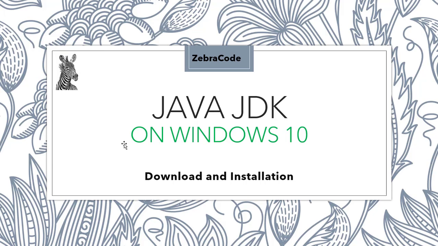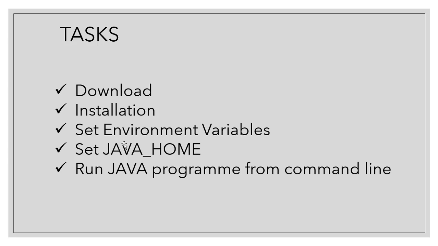In this tutorial, we are going to download and install the Java JDK on the Windows 10 platform. In the process of downloading and installing it, we will carry out some specific tasks, which includes downloading of the JDK from the official website, installation of the JDK on the Windows 10 platform, setting the environment variables, setting the Java home, and at the same time run a Java program from the command line. That is after we have done the installation of the application on Windows 10 platform.